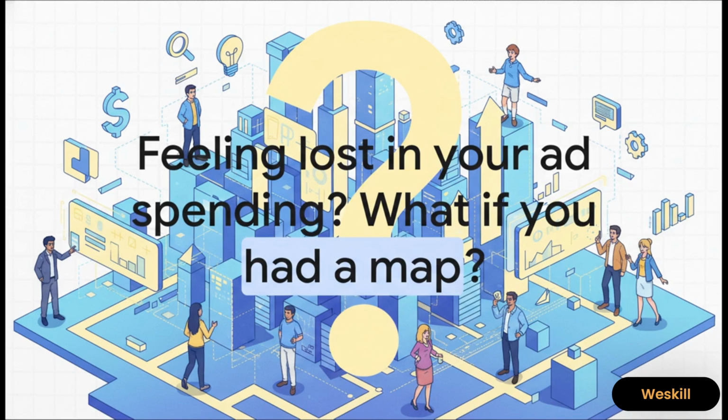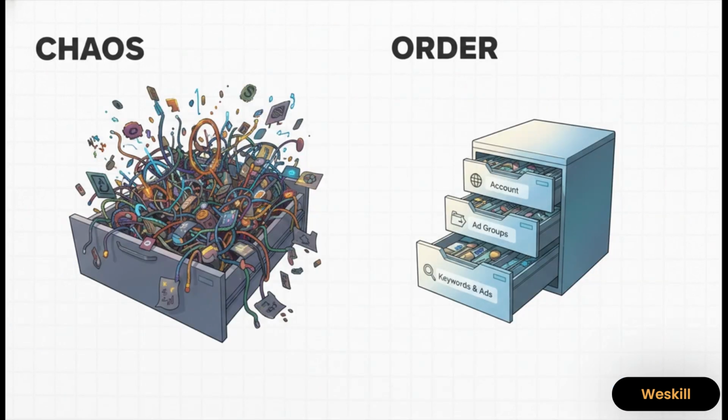But what if I told you there's a map for that? A simple blueprint that could guide every single one of your clicks and every dollar you spend? Well, that blueprint, it's the Google Ads hierarchy. It's really the secret to taming the chaos. It can turn your account from a tangled mess into a super organized, efficient machine.